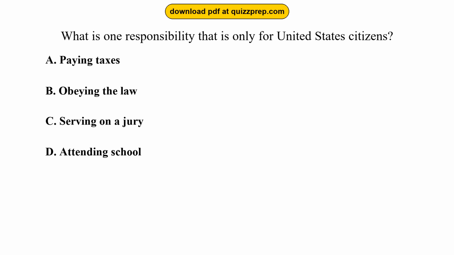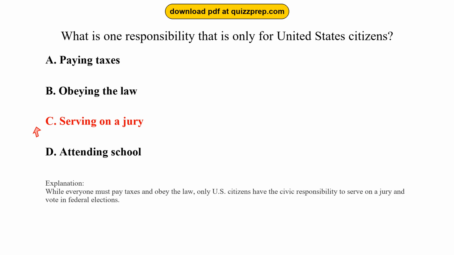Question 71. What is one responsibility that is only for United States citizens? Option A, paying taxes. Option B, obeying the law. Option C, serving on a jury. Option D, attending school. The correct answer is option C, serving on a jury. While everyone must pay taxes and obey the law, only U.S. citizens have the civic responsibility to serve on a jury and vote in federal elections.